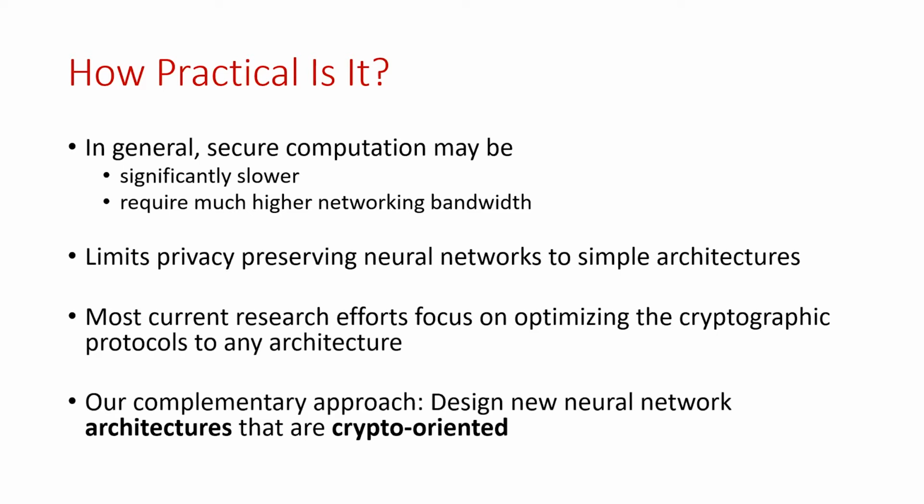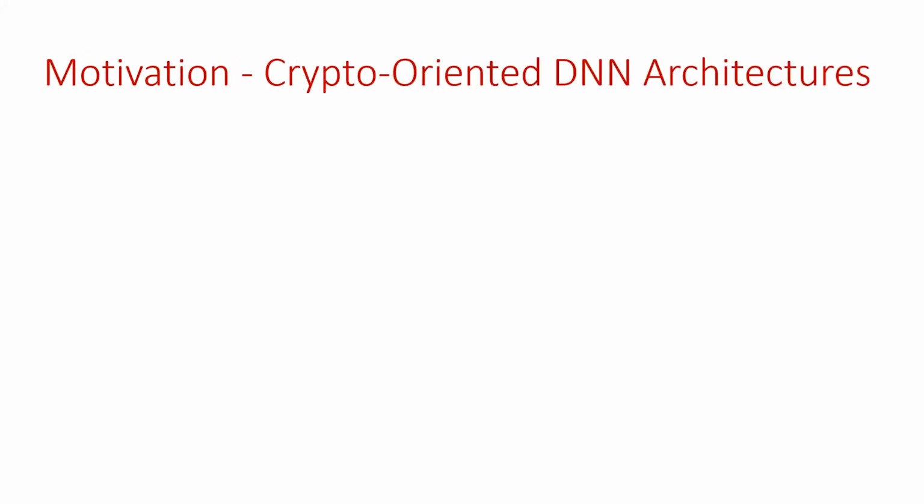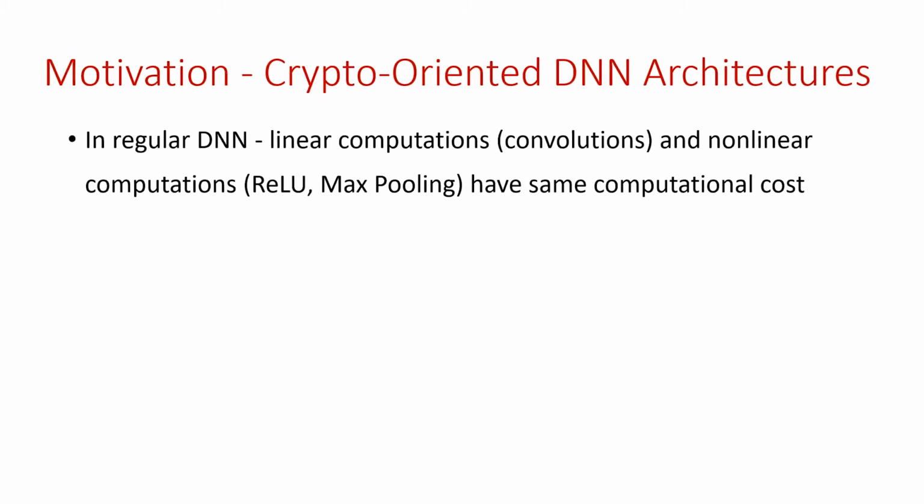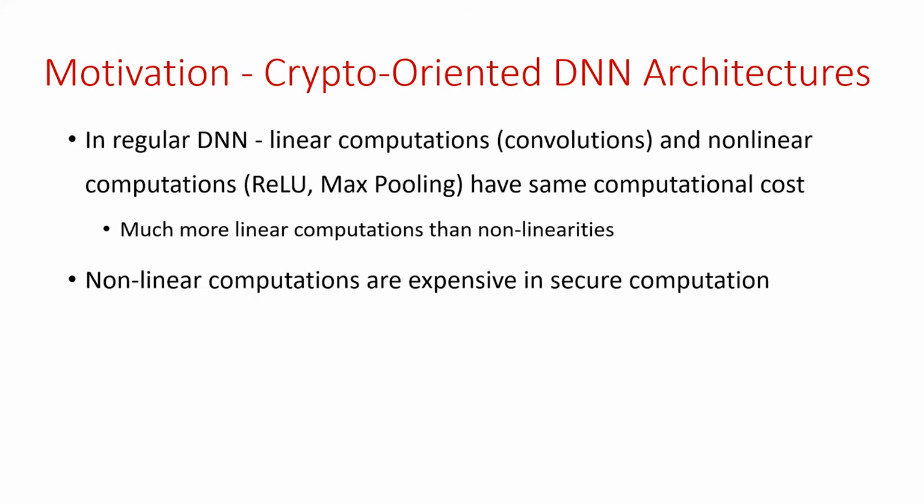The motivation for our work comes from the fact that in regular neural networks, linear computations such as the convolution layers and nonlinear computations such as ReLU or max pooling have pretty much the same computational cost, and because there are much more linear computations, regular optimizations of neural networks usually focus on those linear layers, and they tend to consider the nonlinear layers, the ReLU activations, to be free of cost. But as we all know, this is not the case in secure computation, where nonlinear computations are very expensive.